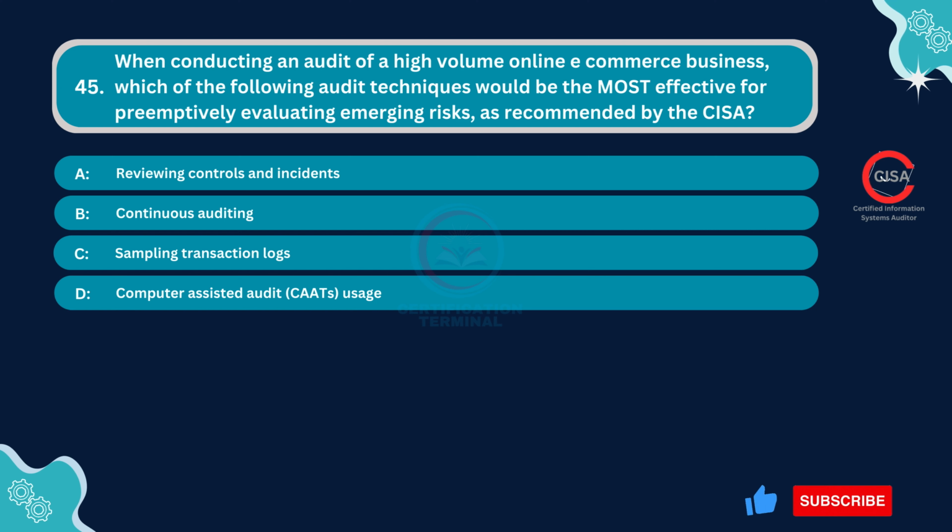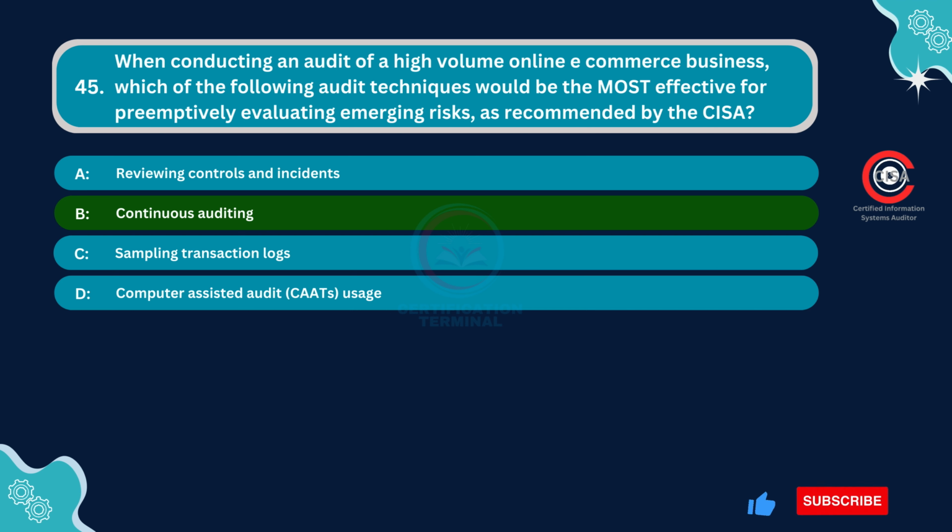The correct answer is Option B, continuous auditing. Continuous auditing involves ongoing monitoring of controls and processes. This allows real-time identification of potential risks before they escalate into significant issues. It's ideal for high-volume environments where threats can emerge quickly. In a high-volume e-commerce environment, where threats can evolve rapidly, continuous auditing provides the most effective approach for preemptively evaluating emerging risks, aligning with CISA recommendations for proactive risk management.